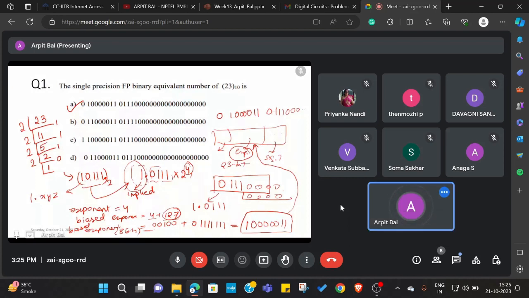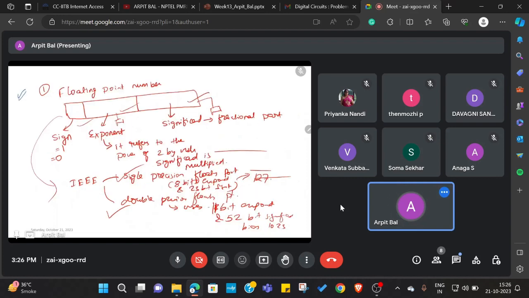So the first bit is actually the sign bit. Because 23 is a positive number, the sign is 0. The rest of the bits are exponent and significand. In IEEE single precision floating point representation, 8 bits are exponent and 23 bits are significand.